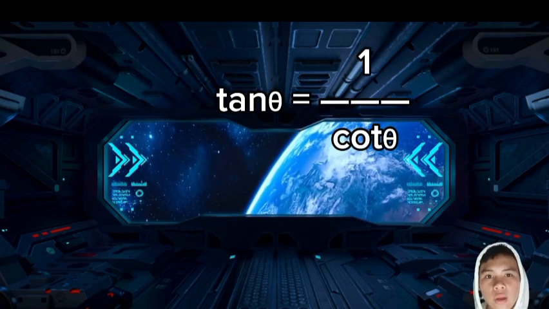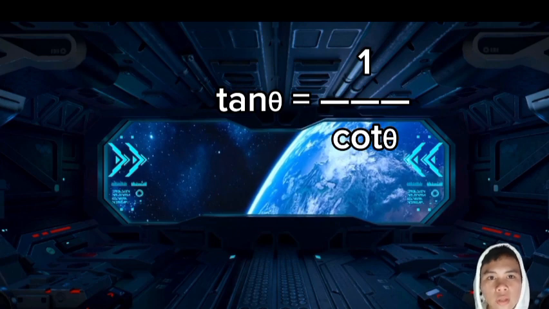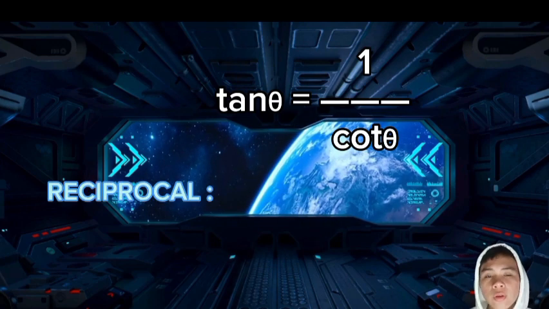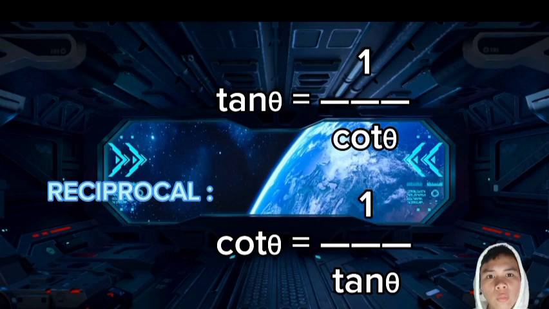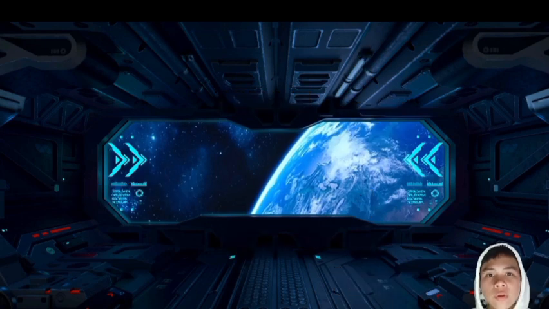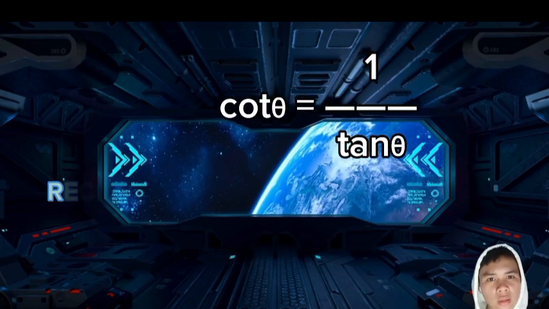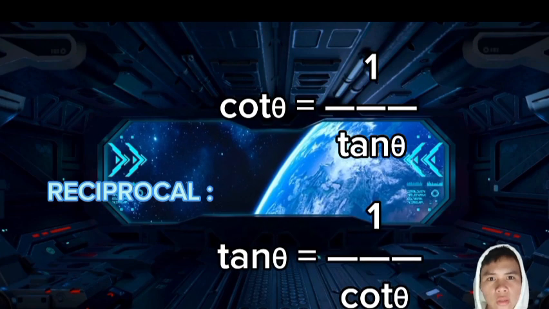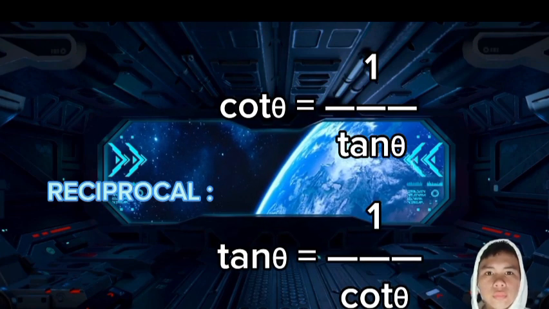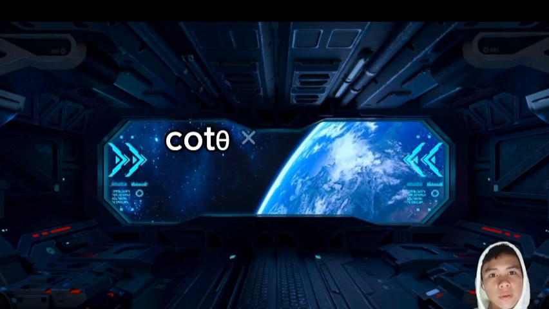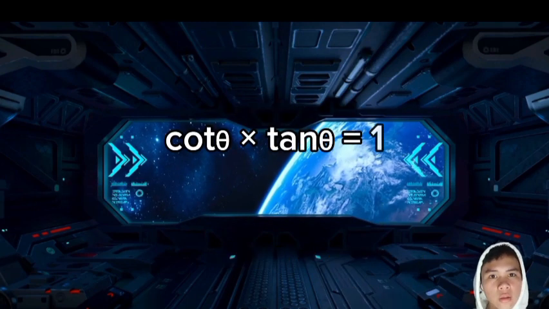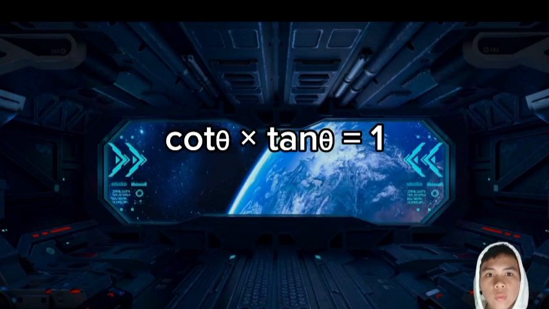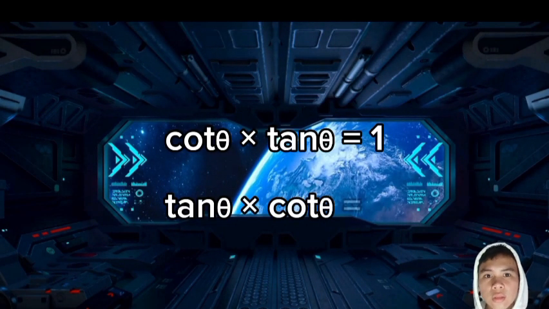1 over tangent theta equals cotangent theta. The reciprocal of cotangent theta is 1 over tangent theta. 1 over cotangent theta equals tangent theta. The reciprocal of tangent theta is 1 over cotangent theta. If we multiply cotangent theta times tangent theta, that is equal to 1. So tangent theta times cotangent theta equals 1.